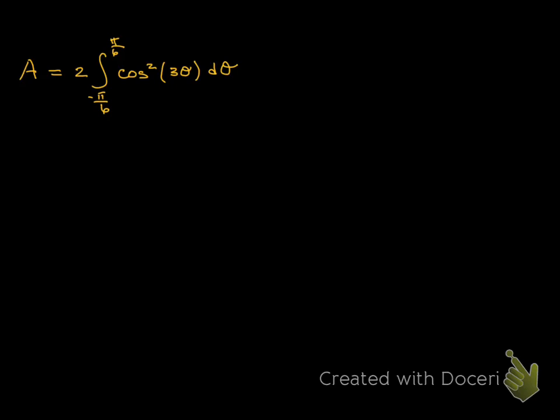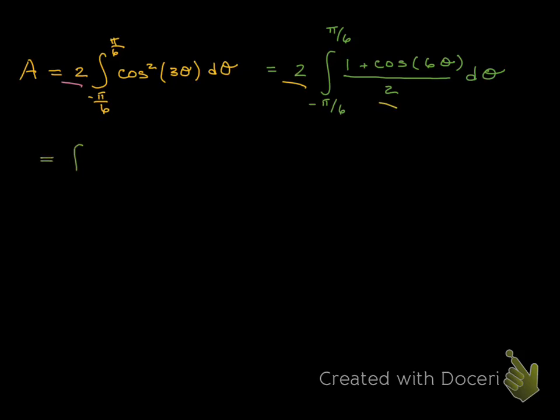And to do that, cosine squared, I have an even power of cosine. That's my power reducing formula. So what I do is I write down that cosine squared of 3 theta is 1 plus cosine of 6 theta over 2. And I see that 6 theta because the angle doubles. That 2 out front is going to cancel with the 2 down below, and I'm left with the integral from minus pi over 6 to pi over 6 of 1 plus cosine of 6 theta d theta.